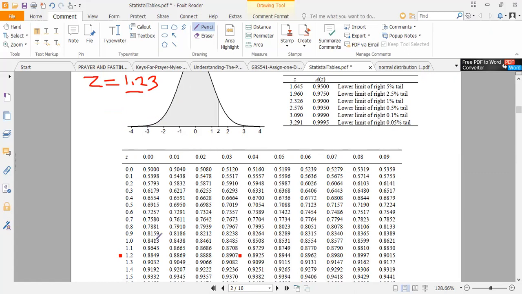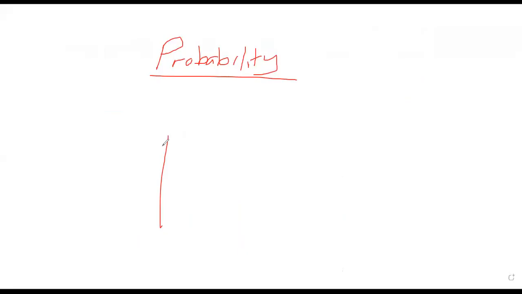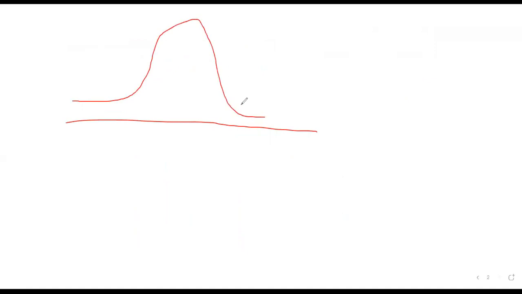So what does that mean? It means that the probability from 0 to 1.23 is about 89%, 0.89. So we're going to start with basics on how to read the Z table.